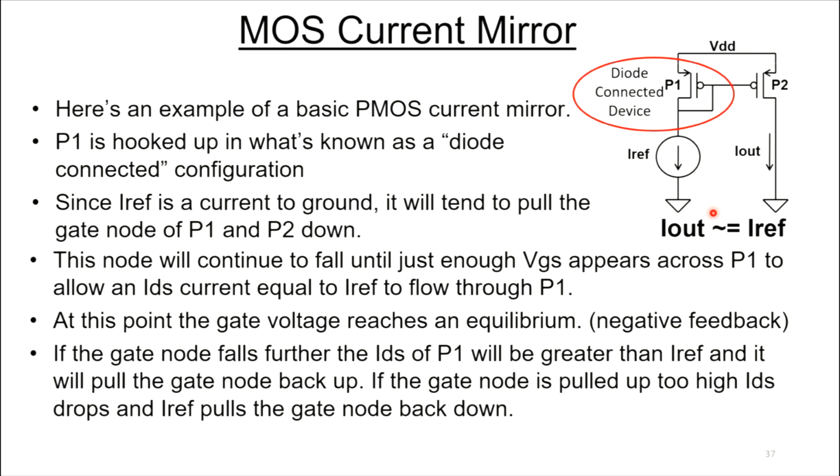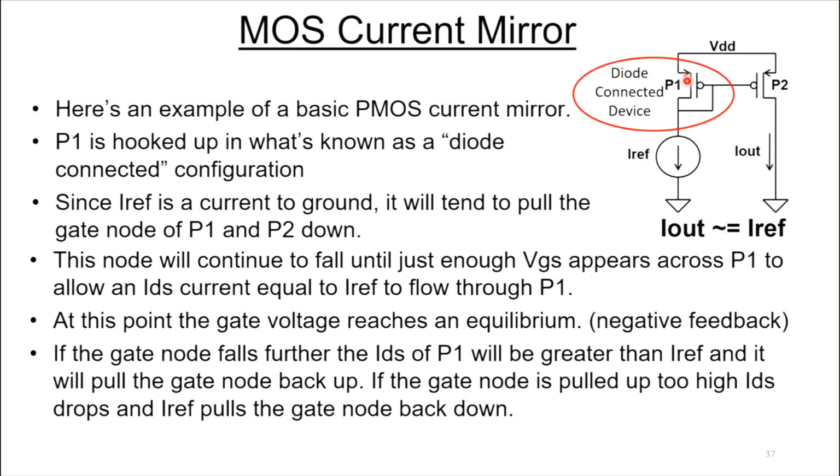Okay, so that's the basic theory behind current mirrors. Now I'm going to start showing you some circuitry on how we build these current mirrors. Here's an example of a basic PMOS current mirror. Transistor P1 here is hooked up in what's known as a diode connected configuration. And diode connected for MOS devices means anytime you see the gate connected to the drain, that device is diode connected. And you can have these for PMOS devices or for NMOS devices. So anytime you hear one of these designers talk about diode connected devices, this is what they're talking about.